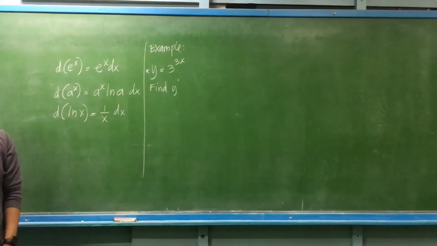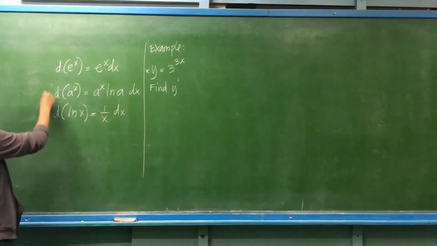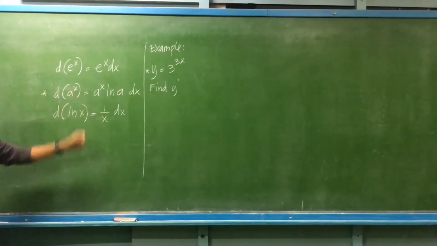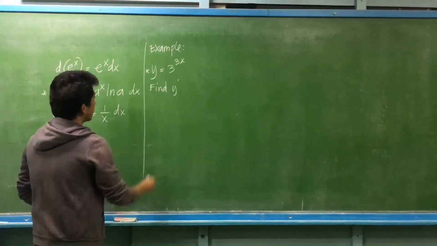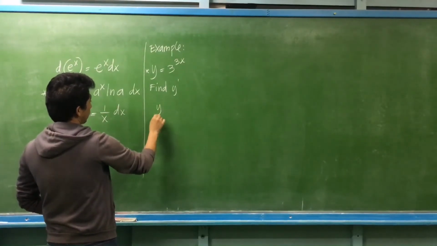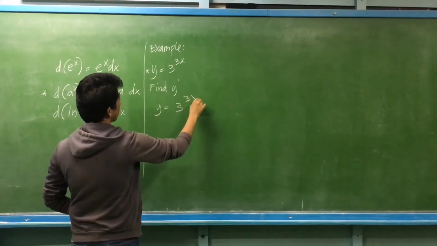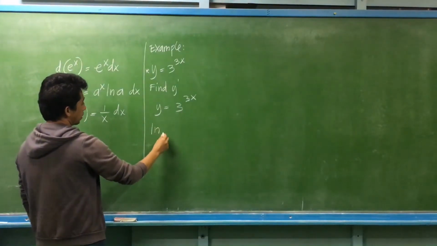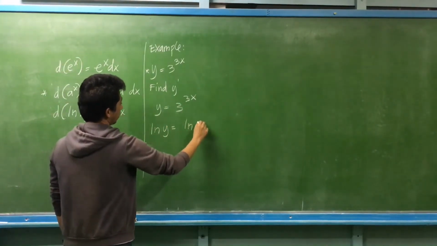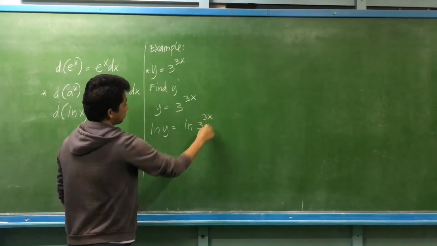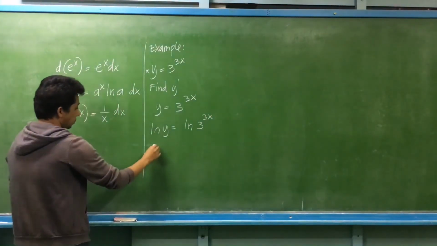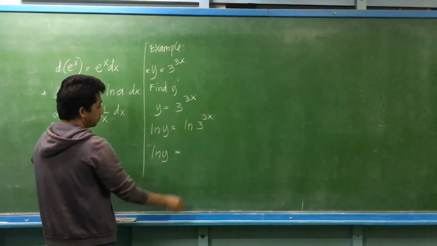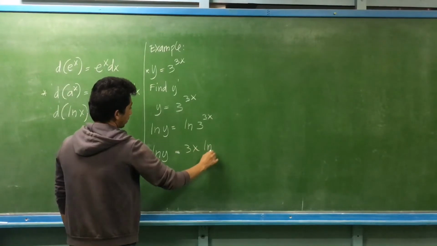For example, we have the function y is equal to 3 raised to 3x. Find y prime, that is the first derivative. I think this is the case where we have a variable exponent. So let us perform the differentiation. We can apply the natural logarithm to both sides of the equation: ln of y is equal to ln of 3 raised to 3x, so that we can bring down the exponent. It's the same as ln of y is equal to 3x ln of 3.